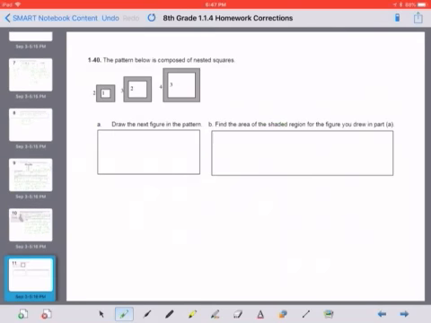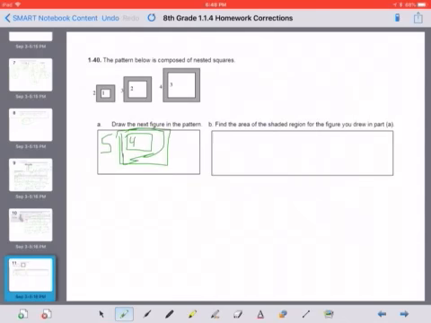The last question is a pattern question, and it said the pattern below is composed of nested squares. So part A, draw the next figure in the pattern. So most people did this correctly. So what you're going to do is you're going to draw a square, and then draw a square inside, and then you want to label it. So the last one was 4, 3, then 3, 2, and 2, 1. So I know that the outside is going up by 1. So the outside of my poorly drawn square is going to be 5. The inside is going to be 4. And this was like shaded in.